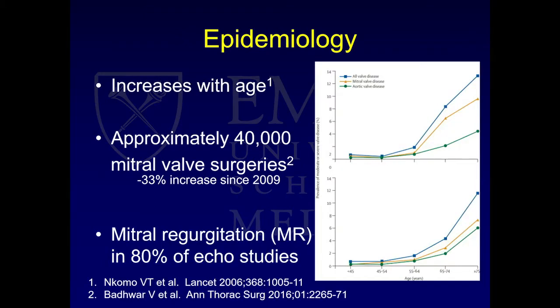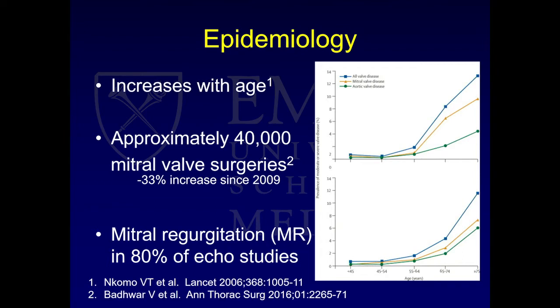So mitral valve disease is pretty common. It increases with age. You can see data here on the top from pooled cohort studies of the NHLBI, and the bottom data is from Olmsted County. I'm colorblind, so I have no idea what color these are, but I think this is green, the mitral valve. As you get older, about 10% of people will have some level of mitral valve disease. So it does increase with age.